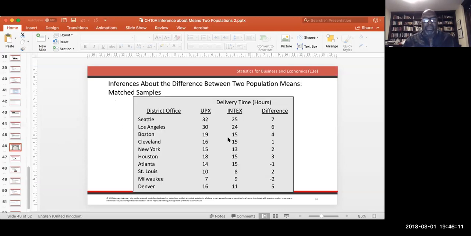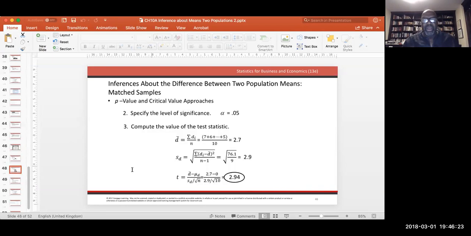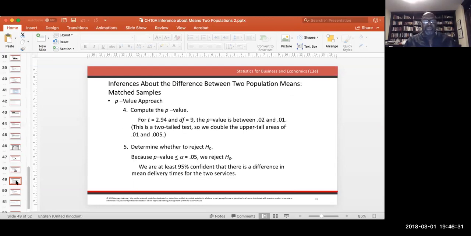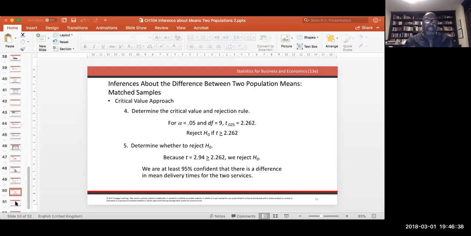So in this problem right here, we would have to calculate the average of those differences and the standard deviation of those differences, which we've done way back in chapter 3. And then with that information, we could calculate the test statistic, 2.94. And that's looking reasonably high. So we could then continue with the steps of the hypothesis testing.